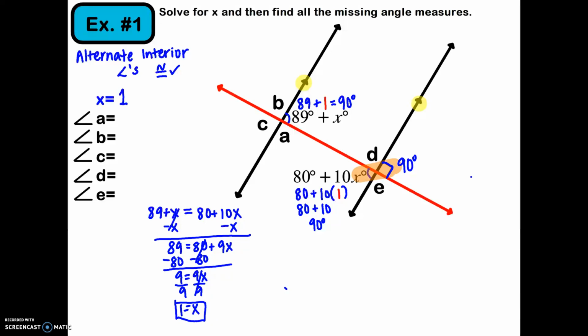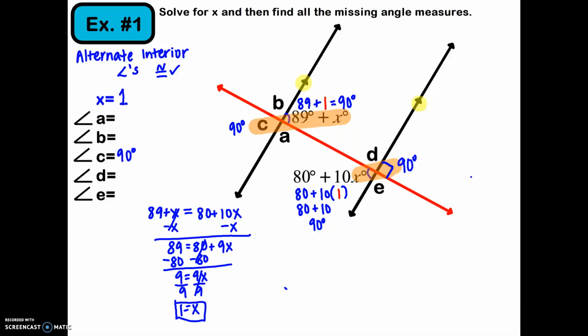Same thing applies up above. Opposite of what I calculated here is angle C. So since these are vertical angles, opposite angles, they both have to be 90 degrees. So angle C equals 90 degrees. I already have 4 of them done. How am I going to find the other 4?